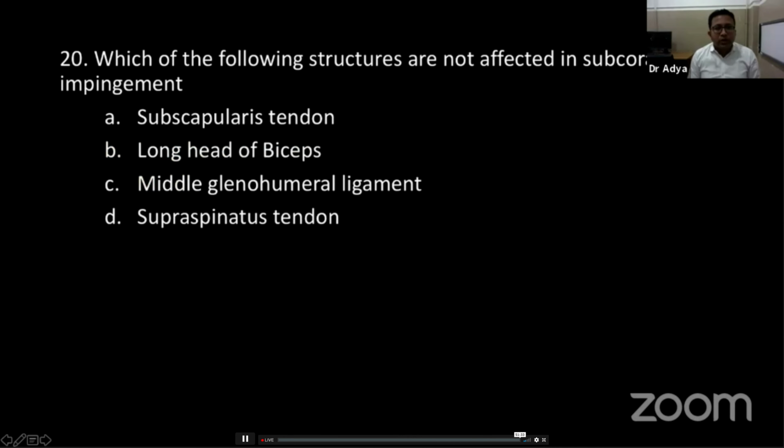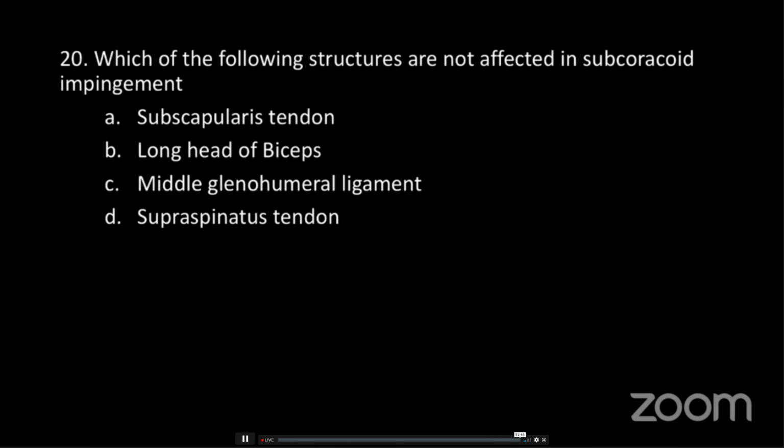Question 20, which of the following structures are not affected in subcoracoid impingement? A, subscapularis tendon, B, long head of biceps, C, middle GHL, or D, supraspinatus tendon?